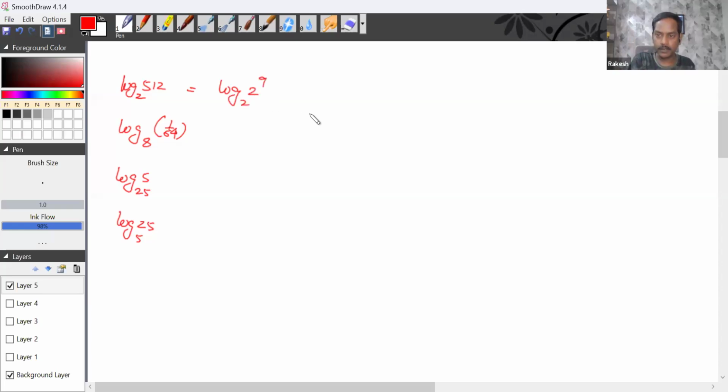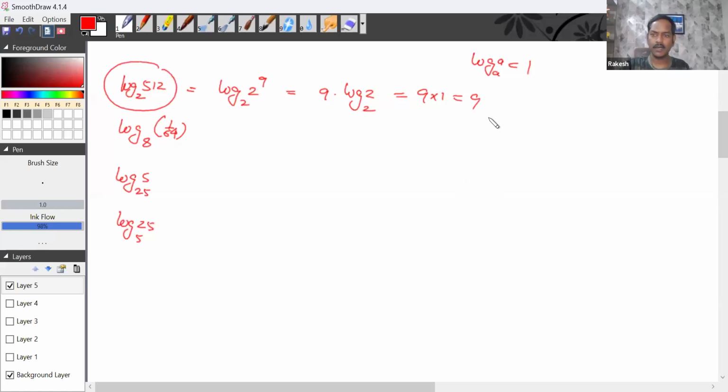Now I can apply rule number 3, which gives 9 into log of 2 with base 2. Correct? Now what is the log of a number having the same base? If you remember, I gave you the end result that log of a with base a is equal to 1. So this entire thing becomes 1, which is 9 into 1, or 9. So the value of this is nothing but 9. And it's quite simple, no? 2 to the power 9 will give me 512.